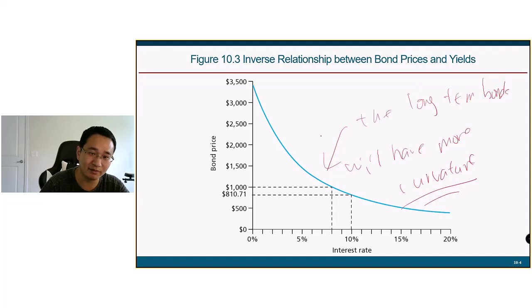We plotted a 1 year bond, right? And it's pretty much like a straight line because it's only 1 year. The time to maturity is very short. It's pretty much less sensitive to a factor we're going to introduce later.